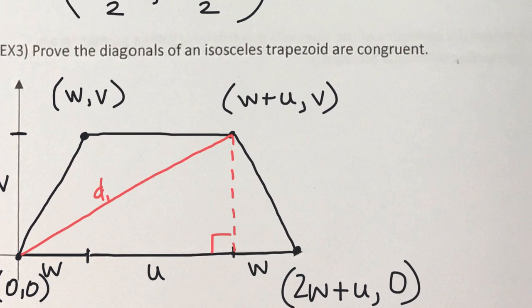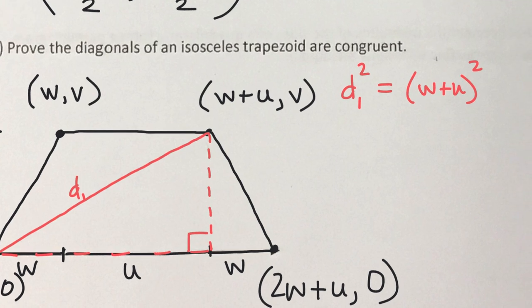Okay, so let's look at Pythagoras. D sub 1 squared equals. What is the bottom length of my right triangle? W plus U squared, right? The whole entire length I have to square. So W plus U squared plus what is my height? V. V is the height, V squared.